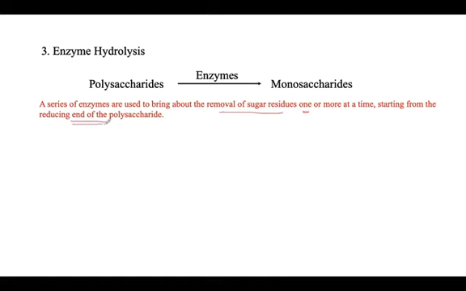You know that the reducing end is where we have a free anomeric carbon that is not linked, and that will convert into an aldose or ketose structure, and that will be reduced when we use Fehling's solution or Benedict's solution. So this is the character of enzymatic hydrolysis.